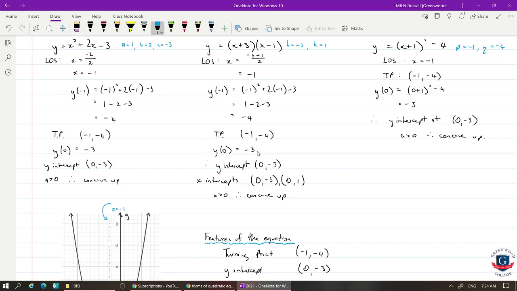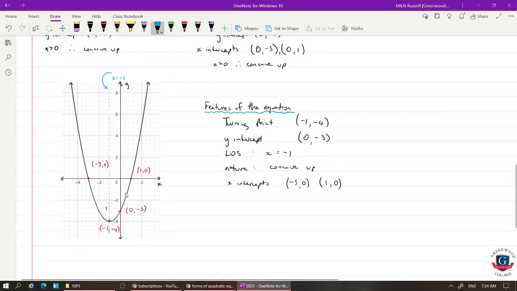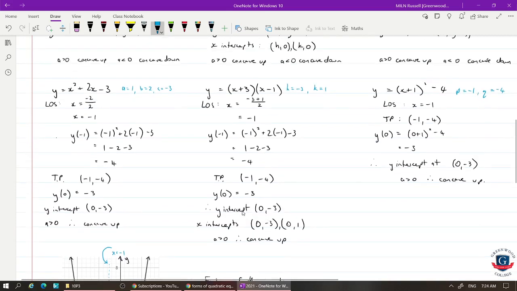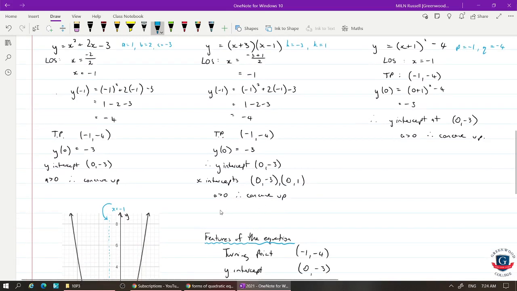To find the y-intercept, just substitute 0 into the equation. So if I substitute 0 into the equation, that'll find this point here, which is what I did there. And if a is greater than 0, it would be this value out here. It's 1 in this case, so it would be concave up.